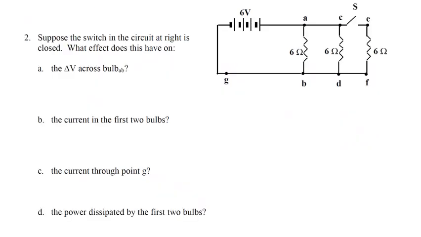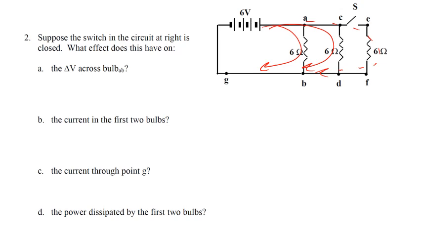Now, suppose the switch in the circuit at the right is closed. So, in other words, there is a connection here. Okay? What effect does this have? What we're saying is we started off with just these two here. Now, once we get through that, we're going to get one that goes through here. So, how does that end up changing the voltage across the light bulb AB?